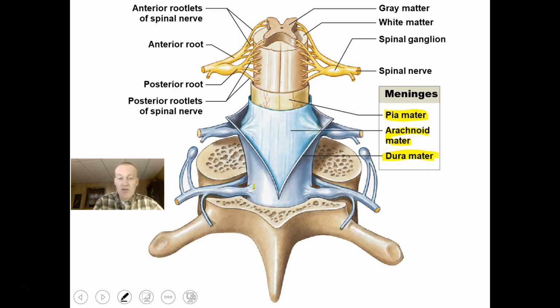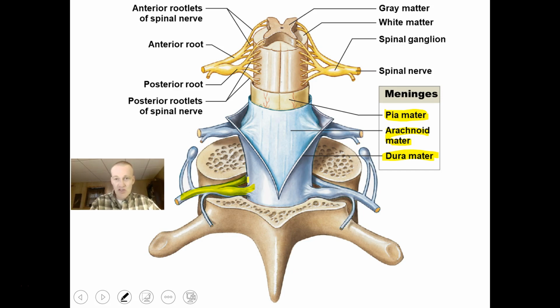But notice it also covers spinal nerves, so your dorsal and anterior roots, and then it comes over and covers them as a connective tissue layer. It covers those particular parts, and that's a pretty important role that it plays, being a tough connective tissue layer over the surface of both the spinal cord and the spinal nerves that come out.